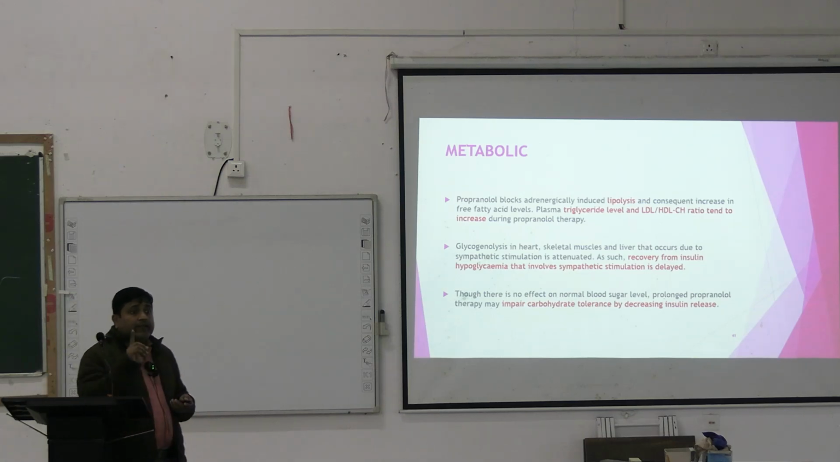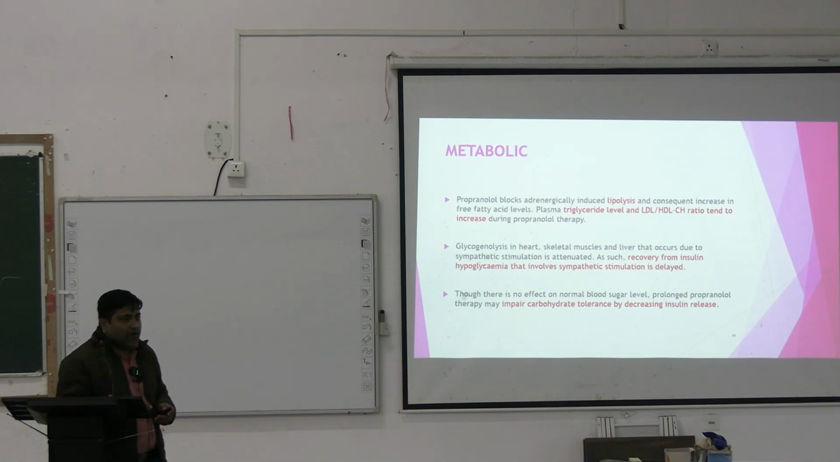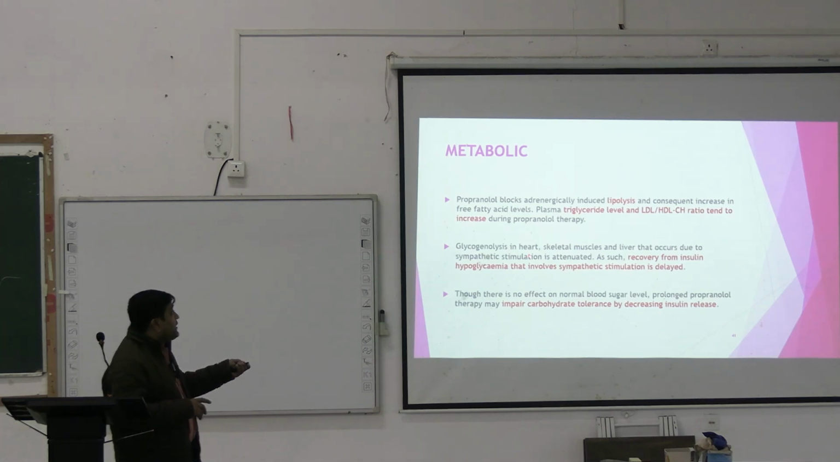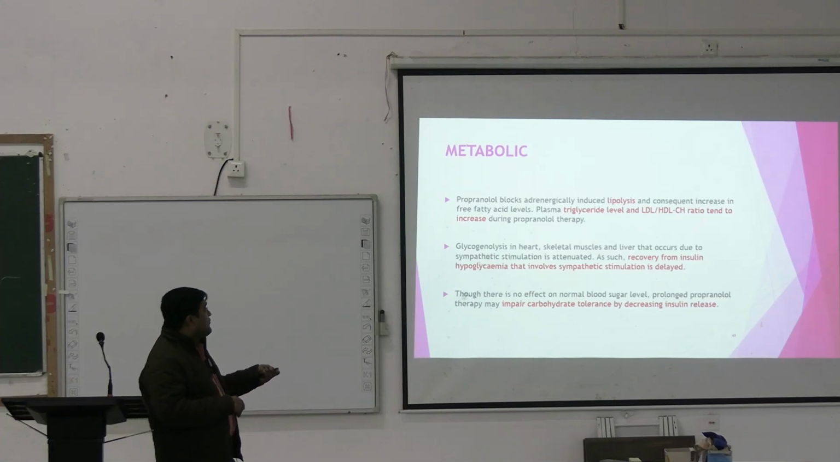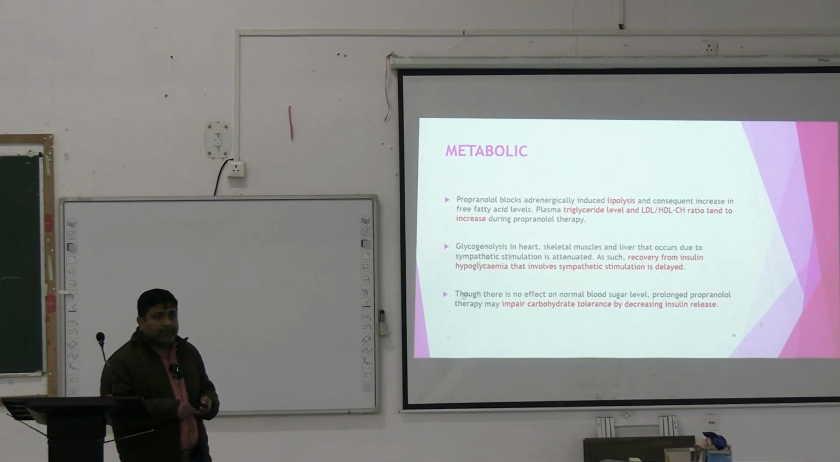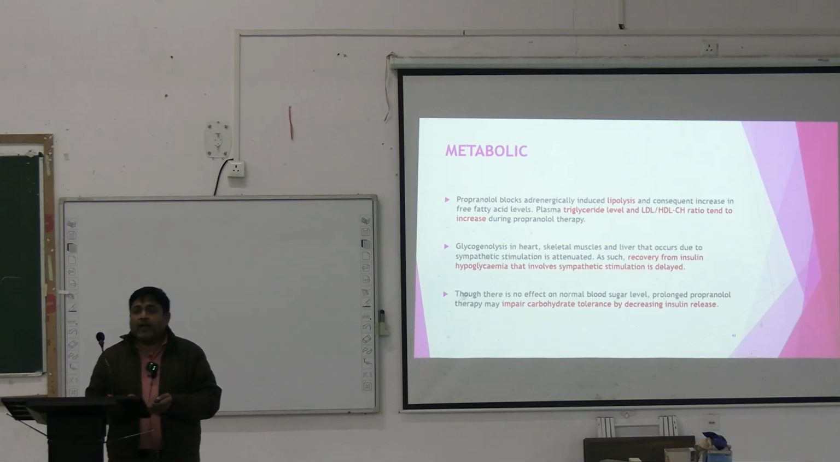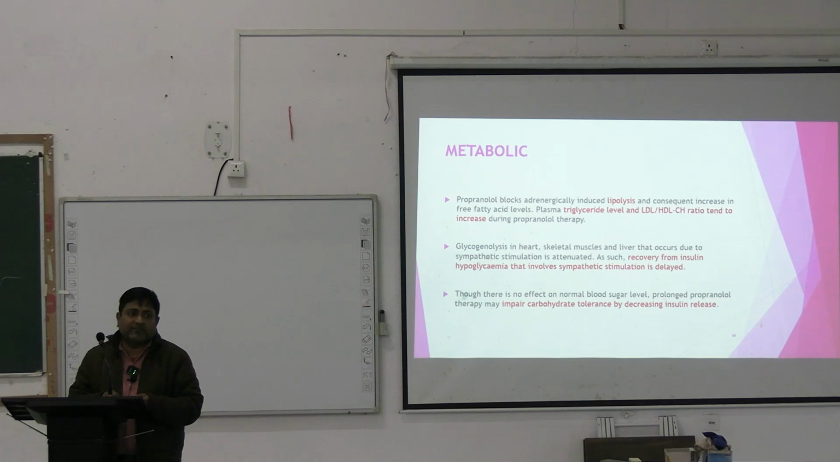Number 2, in the liver, glycogenolysis occurs because of adrenergic drugs, or basically sympathomimetic drugs. Now it is blocking glycogenolysis. So what happens: recovery from insulin hypoglycemia can be delayed. Now it's a very important question: why are beta blockers contraindicated in diabetic subjects?